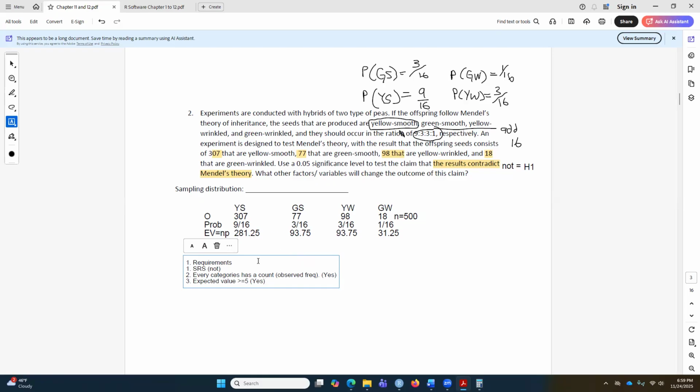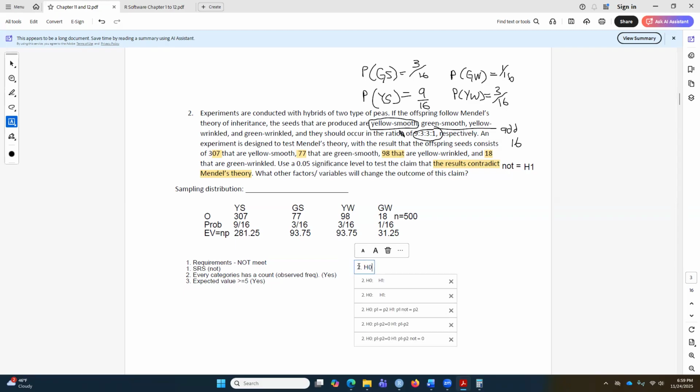So unfortunately, it's not SRS, so this requirement is not met. Okay, I still see some students did not do this in your test, so I take half a point off. Do not do that in your finals again. Don't forget that. That's very important. I hate to take half points.